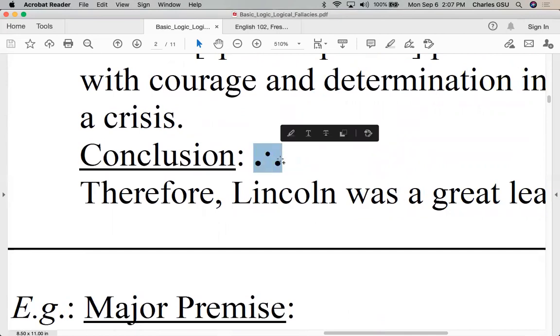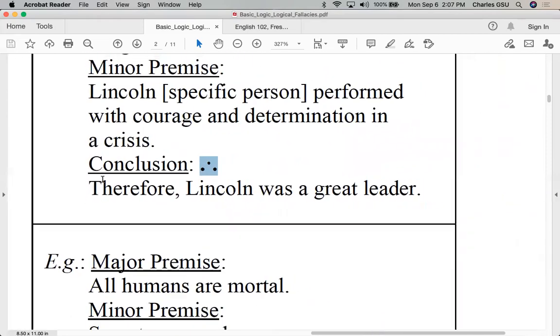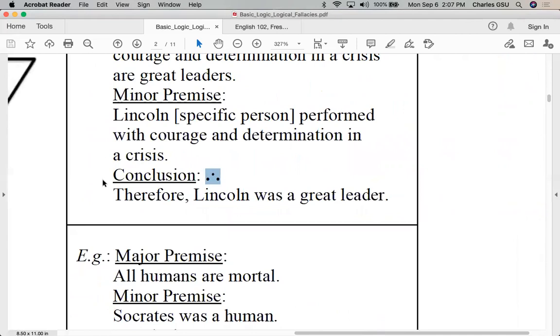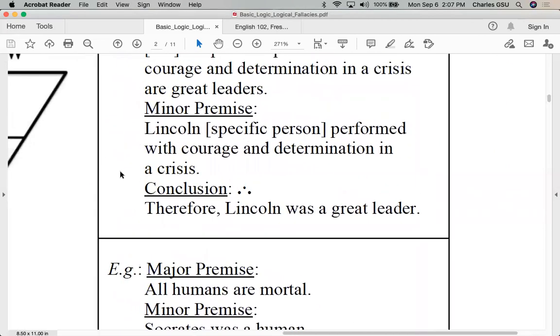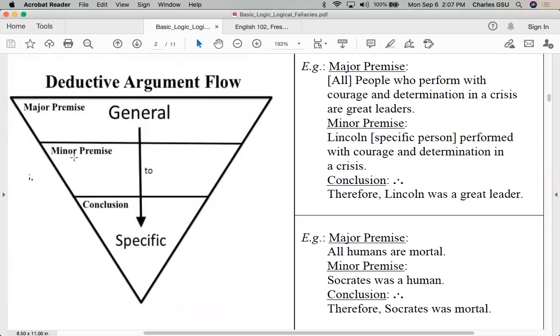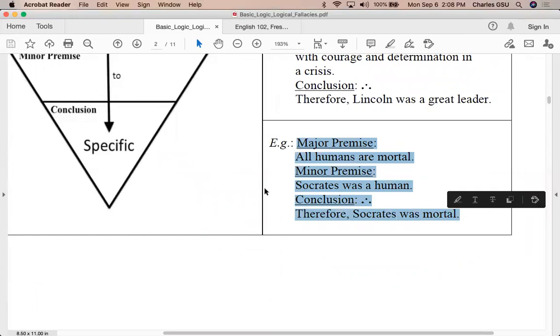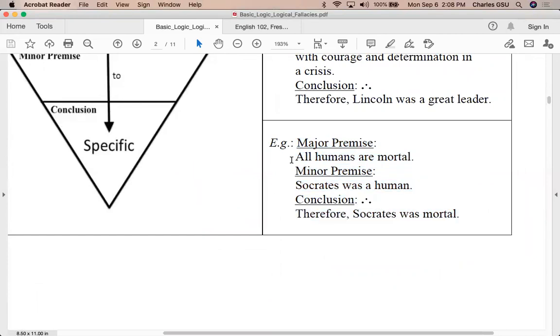This is the logical operator symbol for therefore. So you can add that to your note taking. So conclusion, therefore, Lincoln was a great leader. And so it's the interplay of the major premise and minor premise that yields us a conclusion in this deductive argument. Here's perhaps one of the most famous deductive arguments, which is about Socrates, the philosopher.